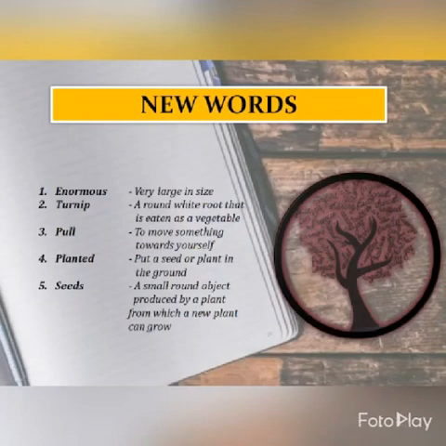Seeds. What are seeds? Seeds are small round objects produced by a plant. Now seeds come from a plant, and if we bury that seed, it will also grow into a new plant. Now what is the meaning of planted? Planted means to put a seed or plant in the ground.